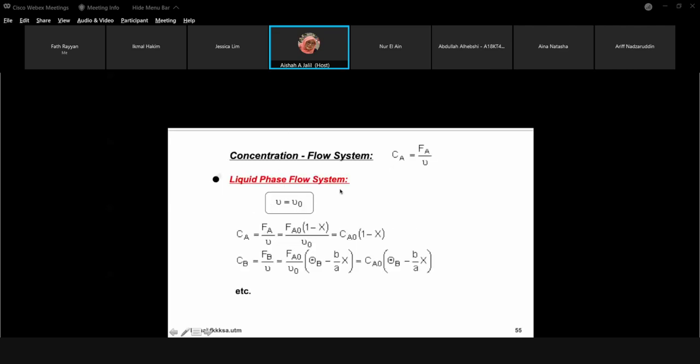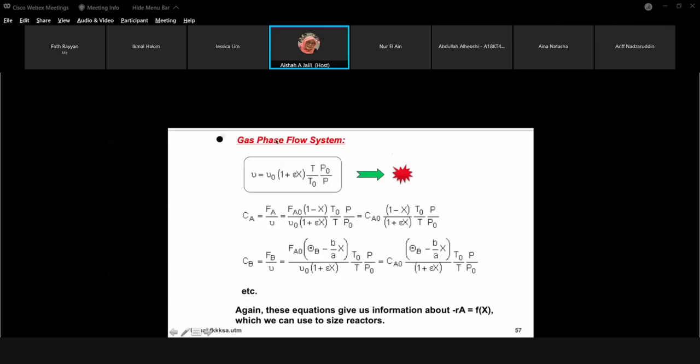I think in your textbook you can see the flow chart, but I forgot the page. For the flow system, you can see there are two systems. One is the liquid phase system where V equals V naught, and then you also have the gas phase flow system. This is when V is not the same as V naught.